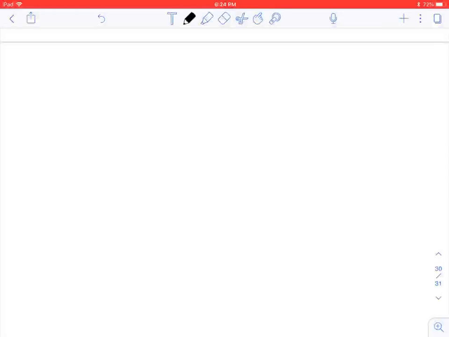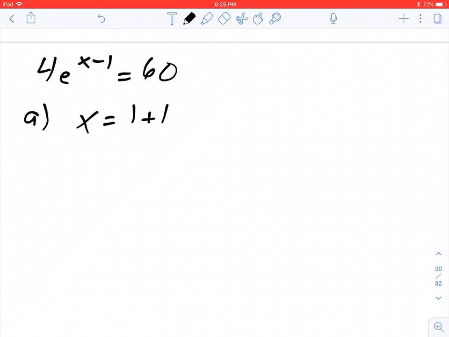On page 397, number 4 asks you to determine whether each x value is a solution or an approximate solution of the equation. The first thing they gave you is the expression 4e to the x minus 1 equals 60. Part A: x equals 1 plus natural log of 15, is that a solution? Let's plug it in and see.